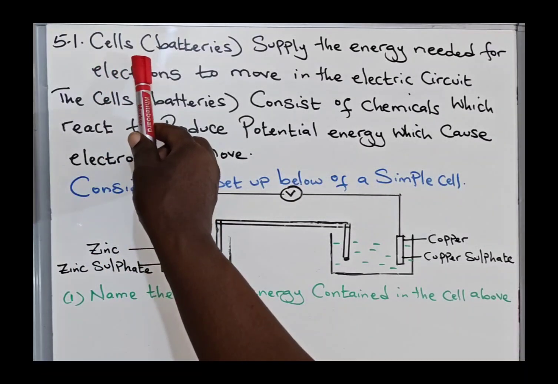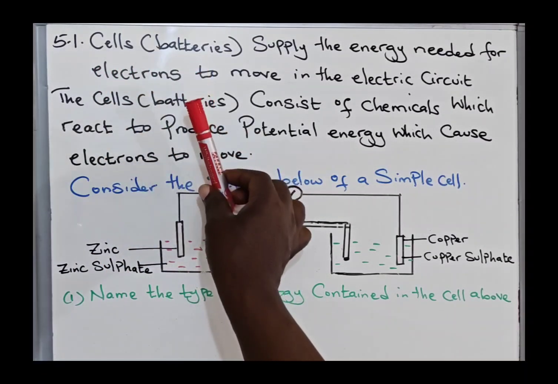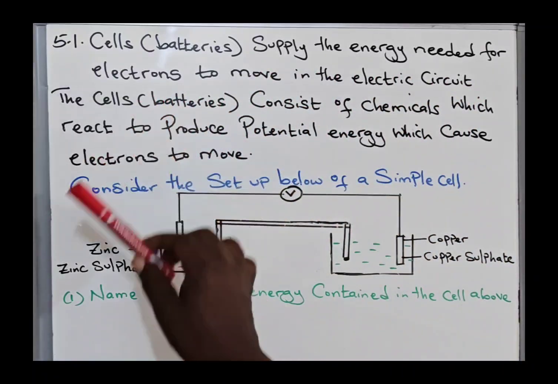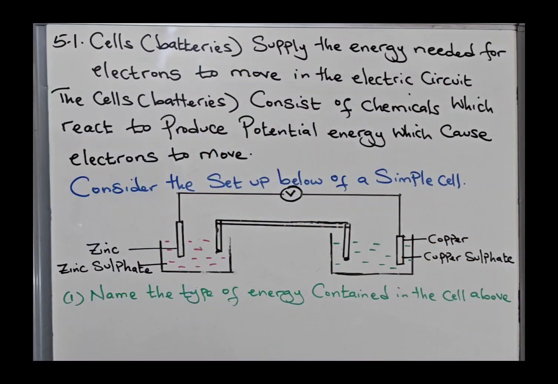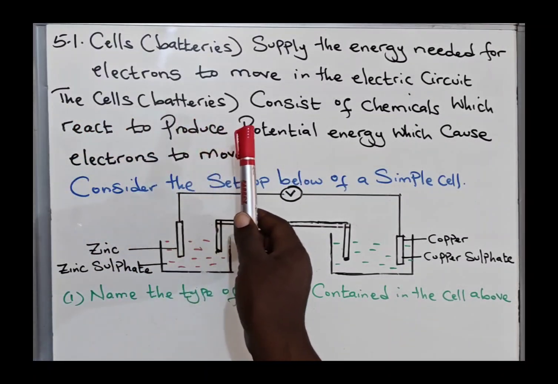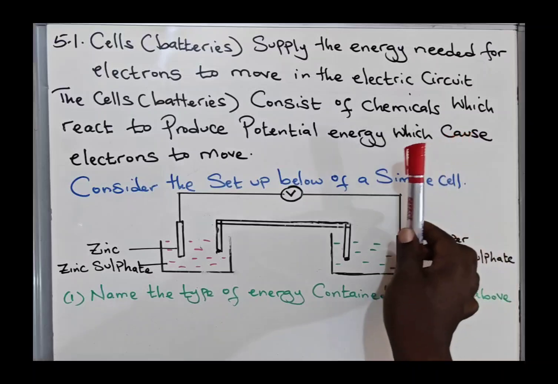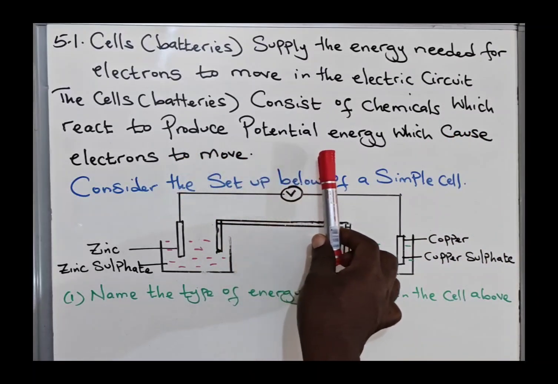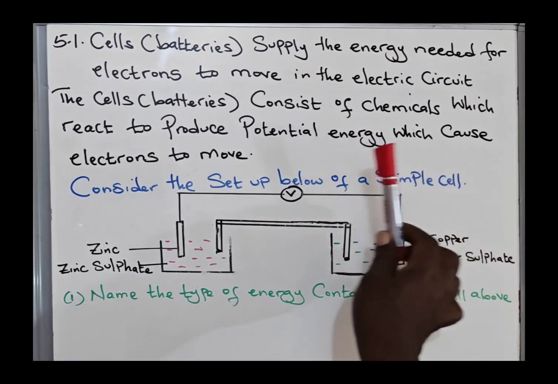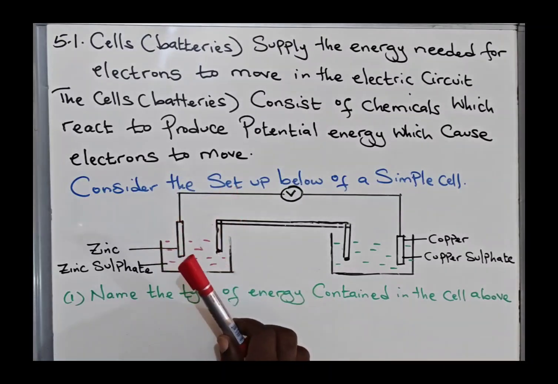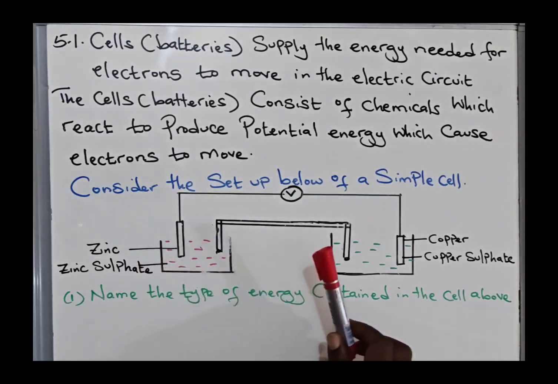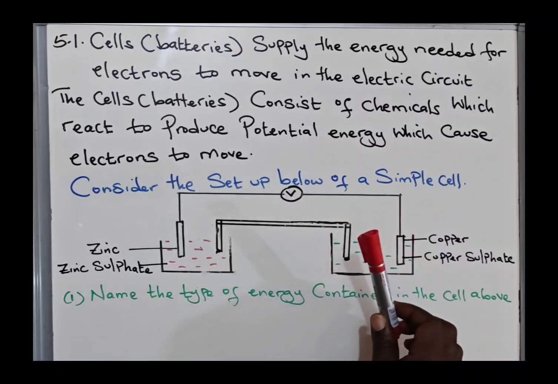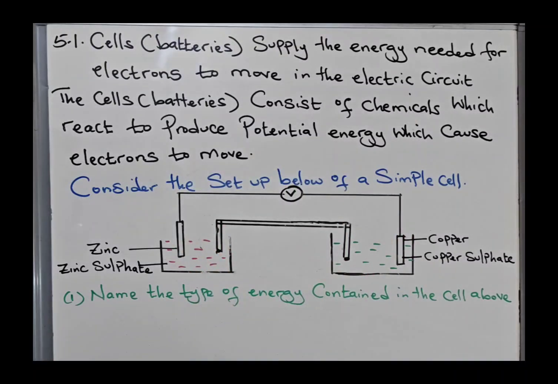The statement says that cells or batteries supply energy needed for electrons to move in an electrical circuit. The cells or batteries consist of chemicals which react to produce potential energy which causes electrons to move. This is the setup. In short, this is what you have to know. We have chemicals in this setup combined to form the cell. This is a simple cell.